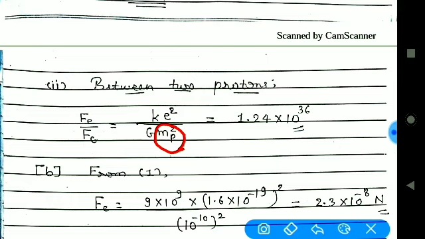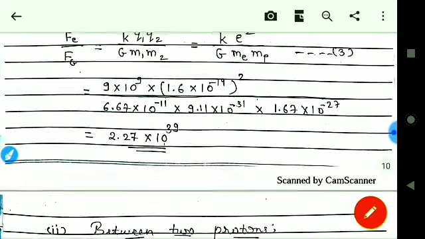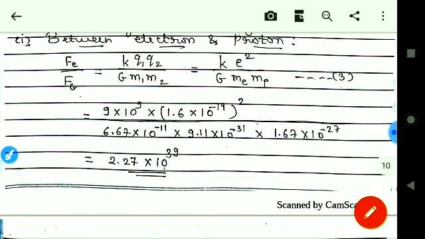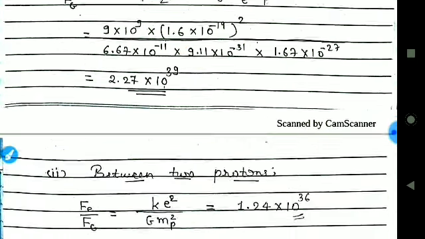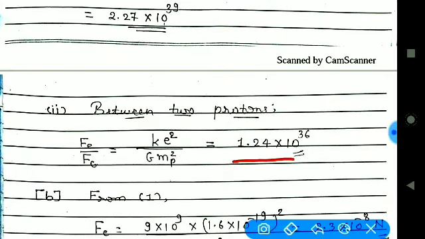Again, simply putting the given values, we get this answer. Method will be same, similar type of calculation. Only in place of mass of electron, you have to put a mass of proton. See here, you had kept mass of electron earlier. Now this will be mass of proton, that is this only. And so we will get this answer, 1.24 into 10 raised to 36.